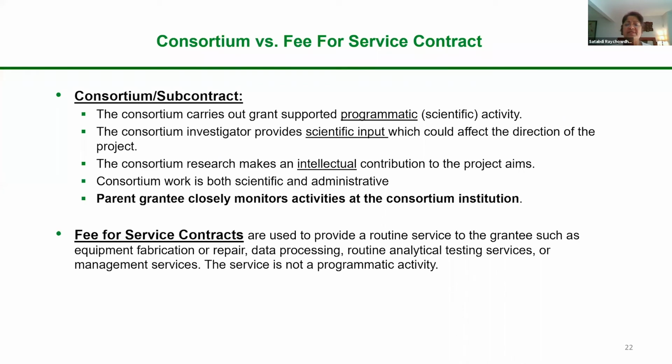But fee for service is used to provide a routine service to the grantee, such as equipment fabrication or repair, data processing, routine analytical testing. So those are fee for services. So there is a difference between a fee for service contractual arrangement and a consortium arrangement. Keep that in mind when you are setting up your application.